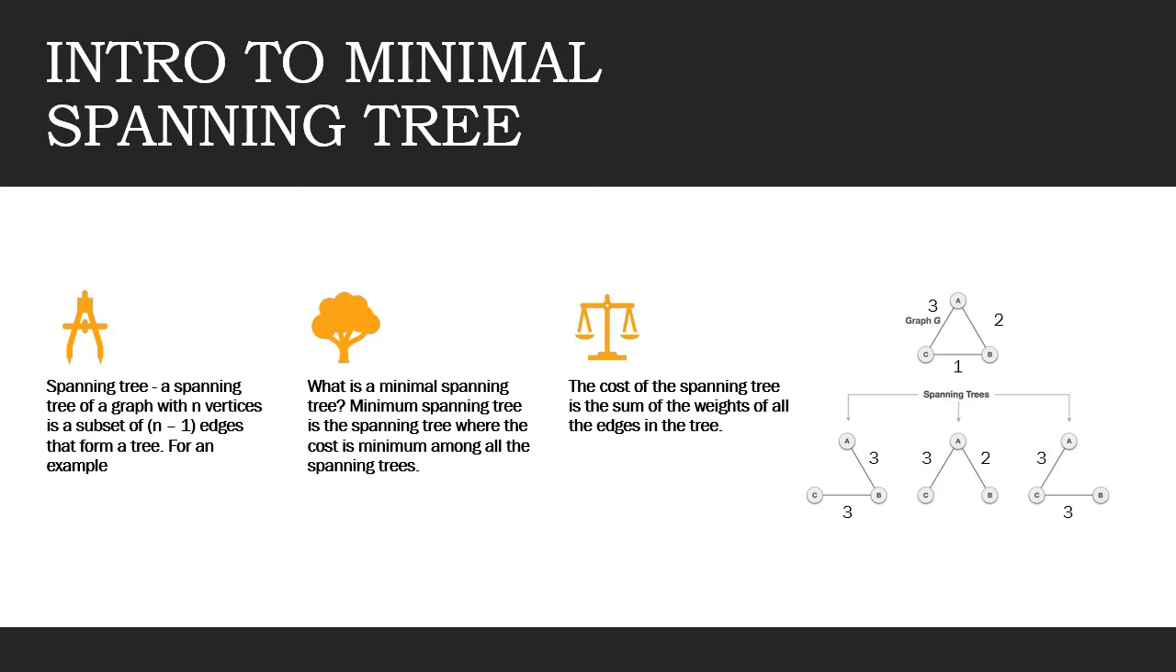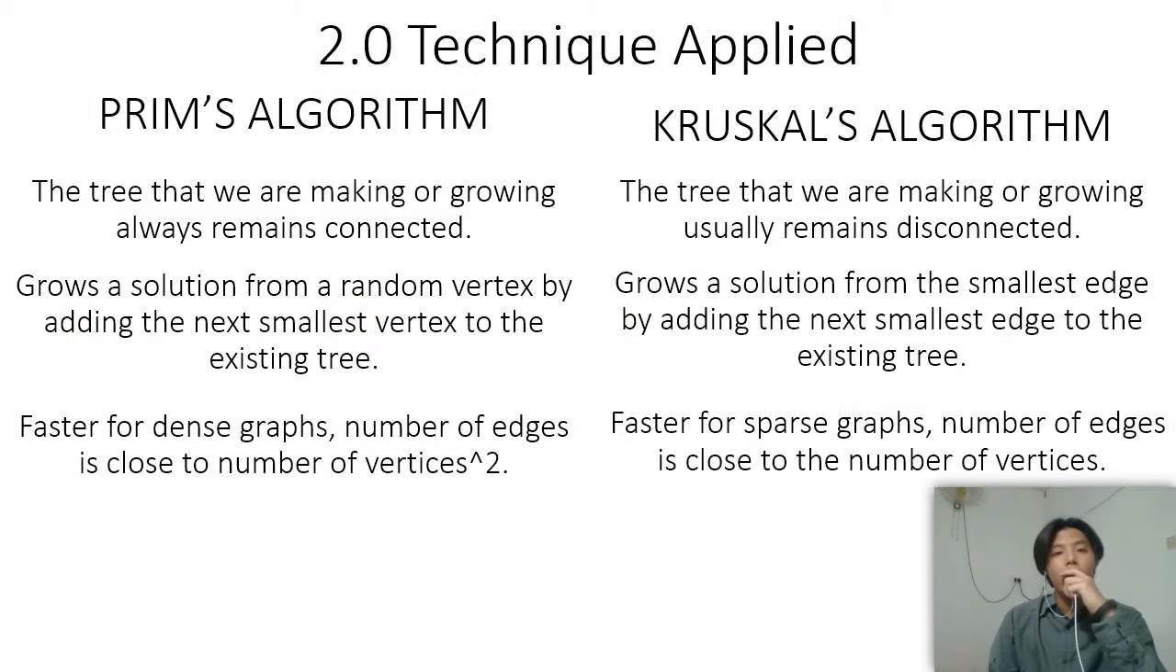Hi, my name is Tam Chiu and today I would like to talk about the techniques applied to find the minimal spanning tree for a graph. There are two methods to find the minimal spanning tree for a graph. First, Prim's algorithm. The tree that we are making or growing always remains connected and grows a solution from a random vertex by adding the next smallest vertex to the existing tree.